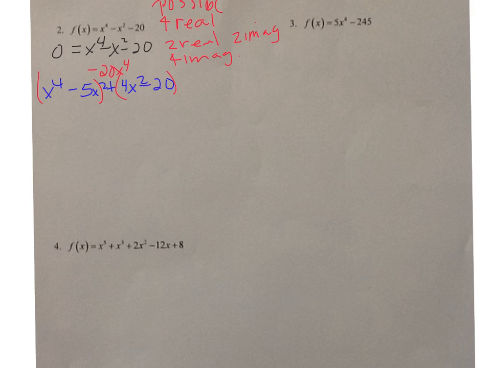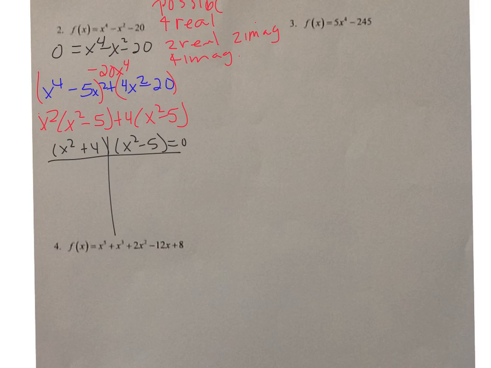Okay, we group the first two. So I have the GCF is x squared times x squared minus 5. The GCF is positive 4 times x squared minus 5. So I have x squared plus 4 and x squared minus 5 equals 0. T-chart, set each one equal to 0.